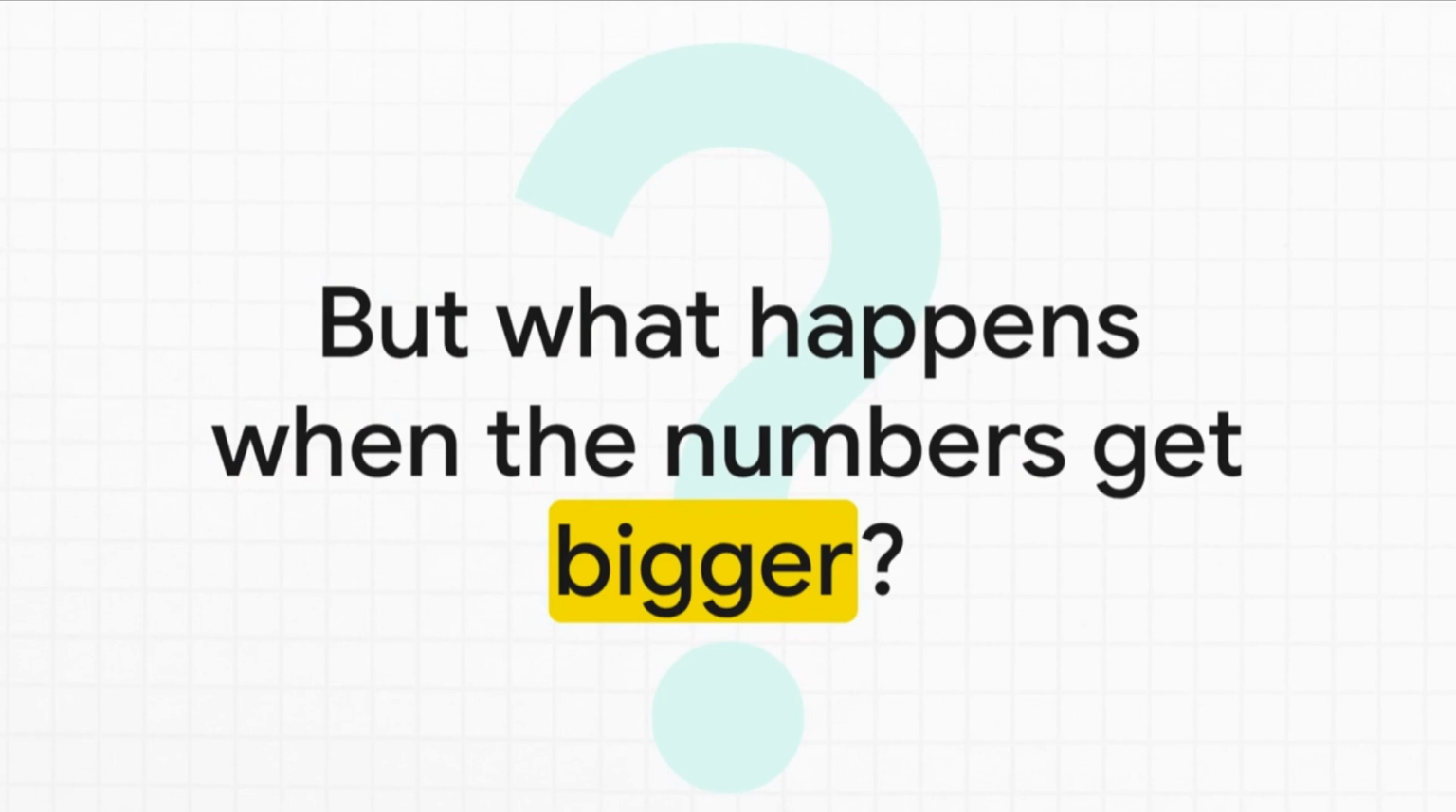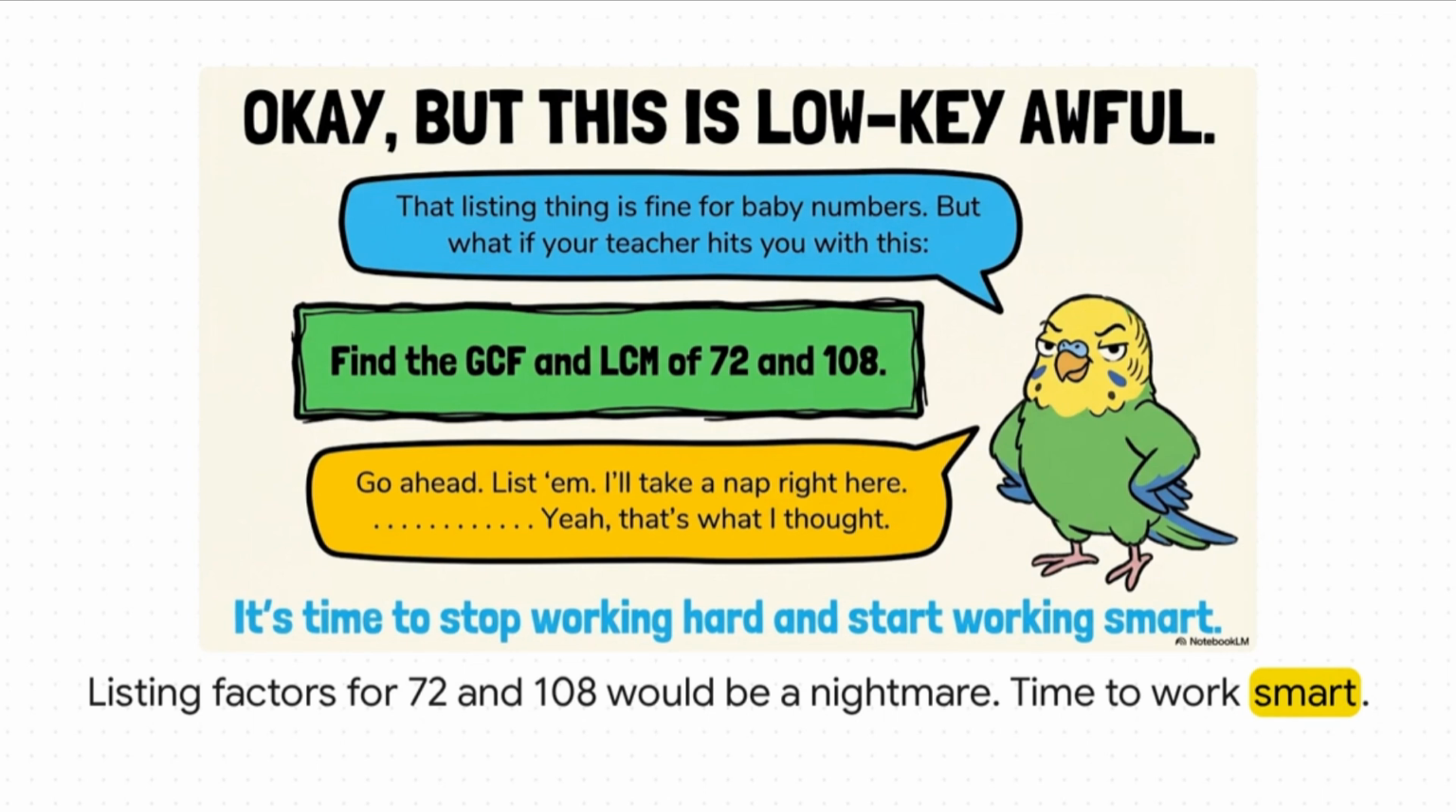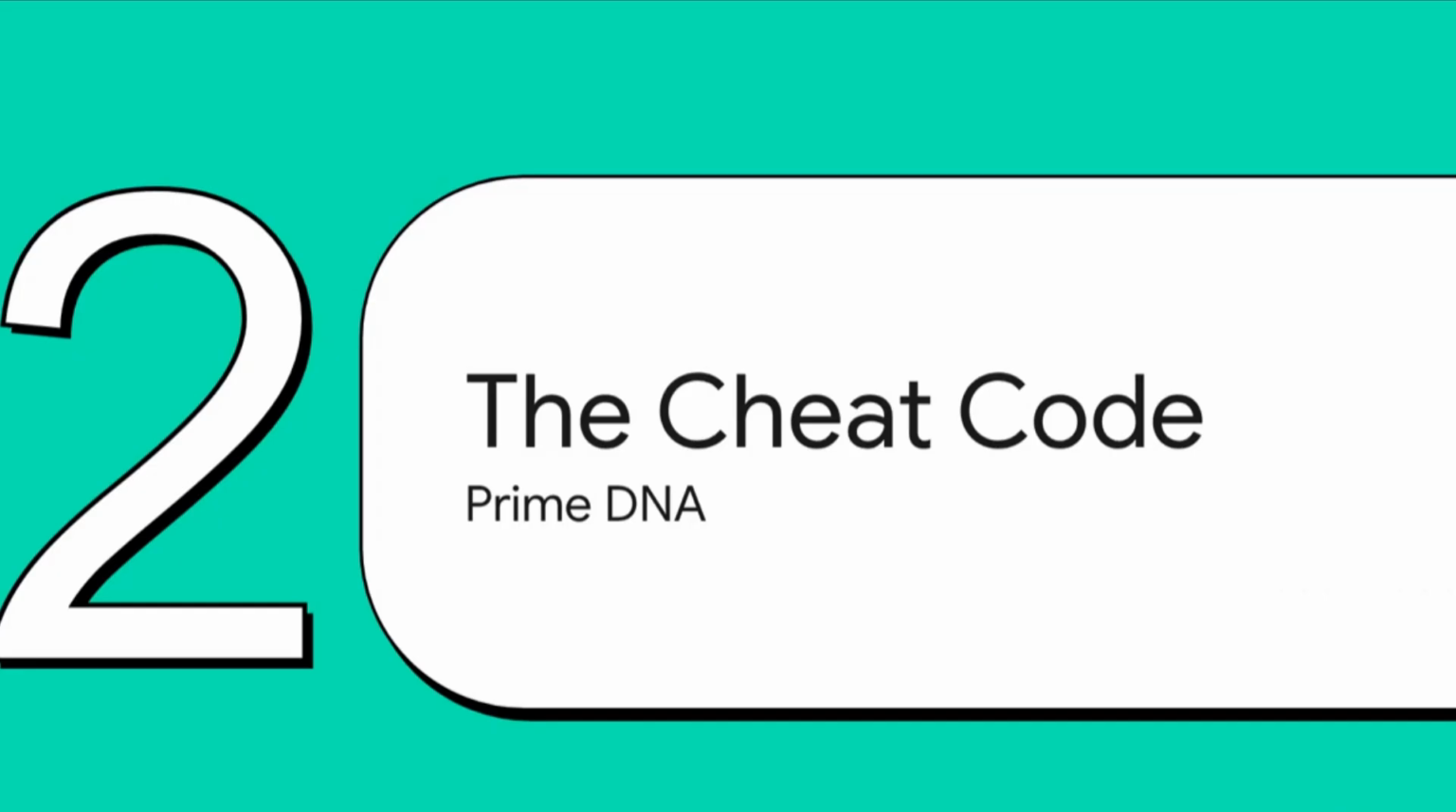Okay, so here's the real problem. This whole listing thing completely falls apart. I mean, it's fine for tiny little numbers, but what happens when things get bigger, right? What happens when you get hit with something like 72 and 108? Seriously, go ahead, try listing all the factors for those. I'll wait. Yeah, no thanks. It's time to stop working so hard and start working smart. For real.